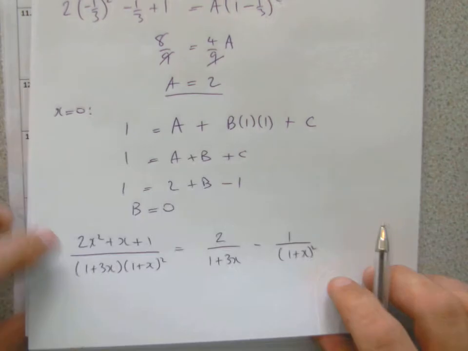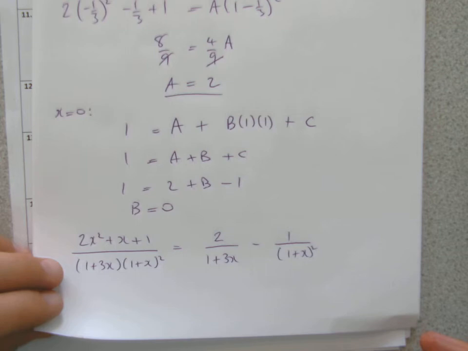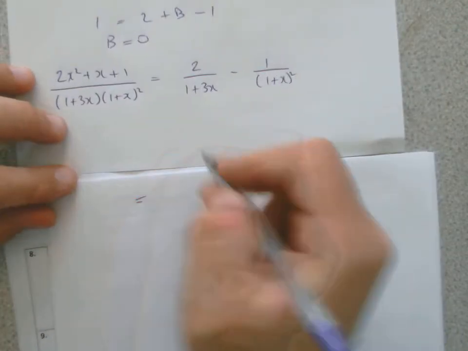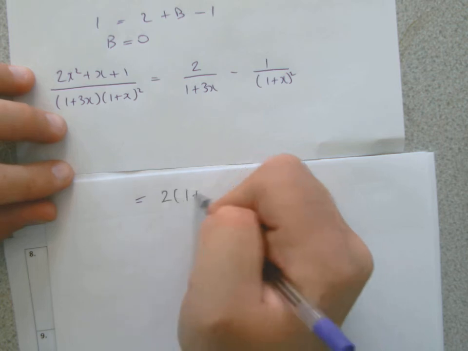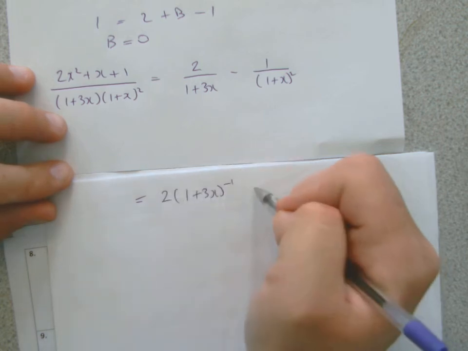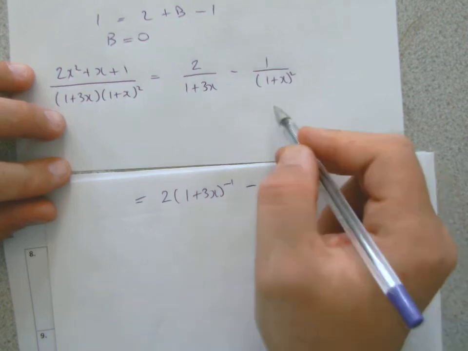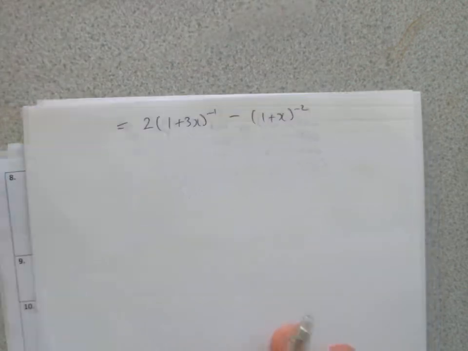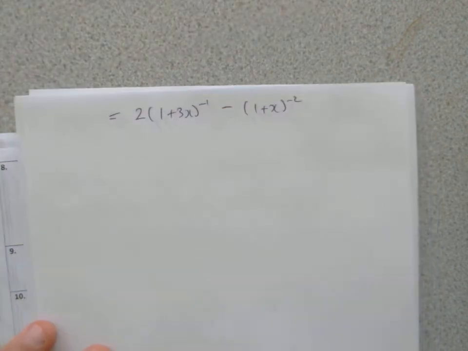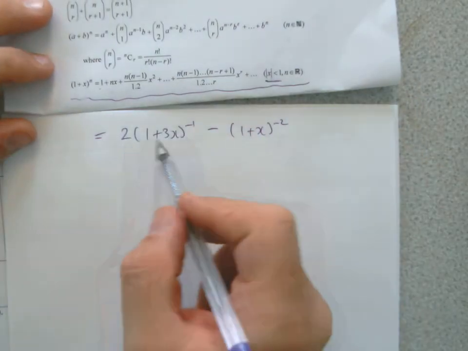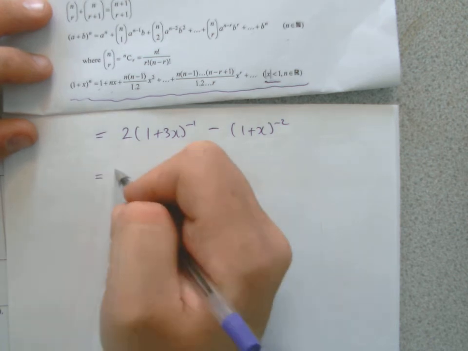It does say up to and including x squared, so you can see I've got 2 expansions to do. We'll start off with this one. We can rewrite this as 2 bracket 1 plus 3x to the minus 1, and we can write this one as minus 1 plus x to the minus 2. Then we'll expand both. There's quite a bit of work involved, but to speed things up, I'll keep it all in one line if possible.